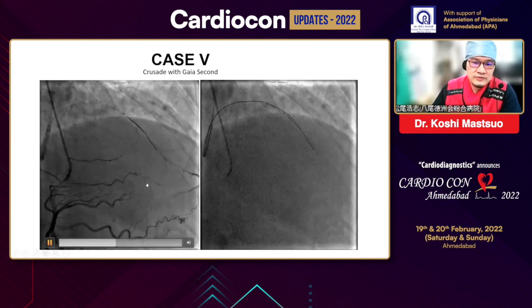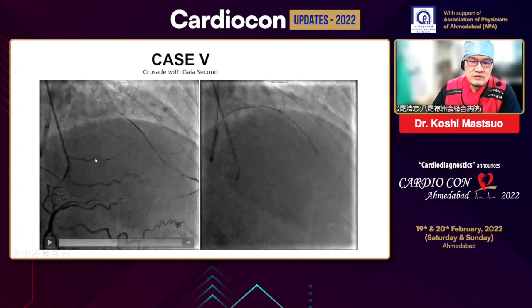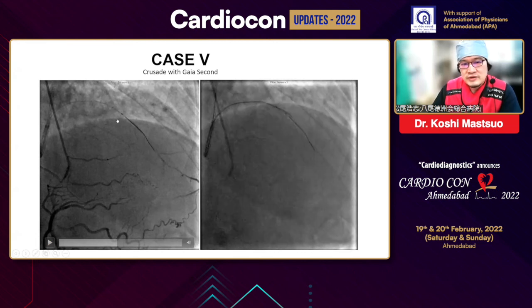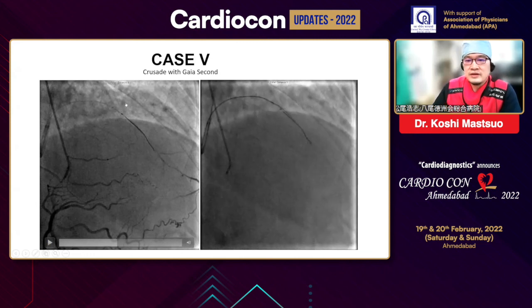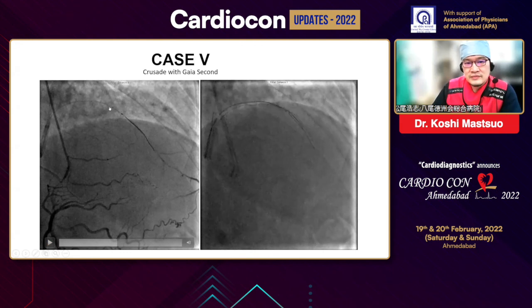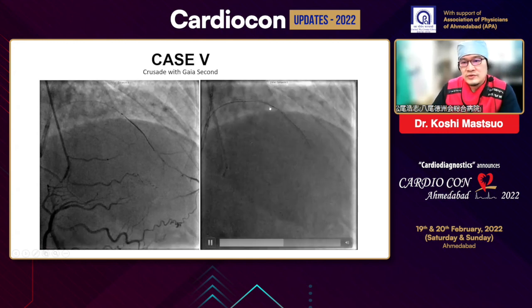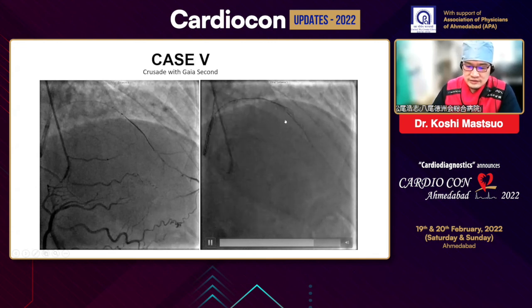I want to stop one time. This is a collateral from the RCA. My Gaia fast was already in the subintimal space. I checked the IVUS, and angiographically from around here, my wire went to the subintimal space. So I inserted the double lumen catheter here, and from here I used the Gaia second.